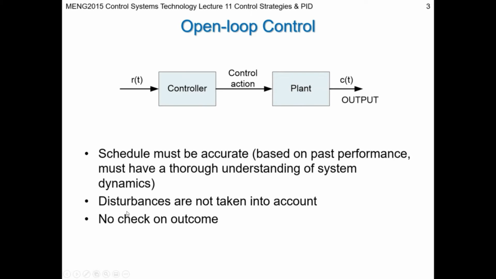Of course, with an open loop controller, no disturbances are taken into account. So if you have disturbances in here somewhere, those things aren't going to be corrected because there's no feedback loop and no check on the outcome. So the system does not know and can't adjust its control action based on the output. It's just a simple open loop.